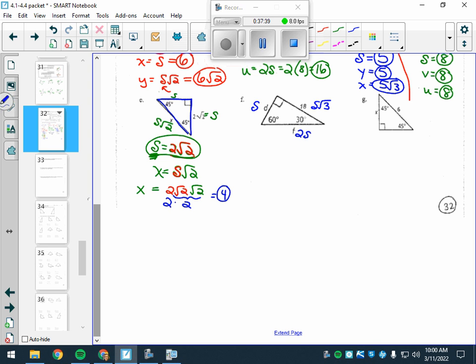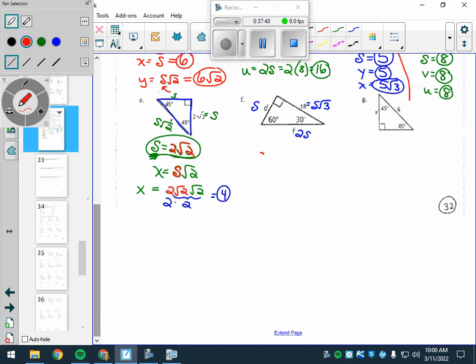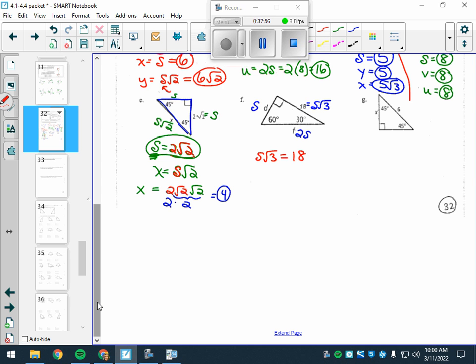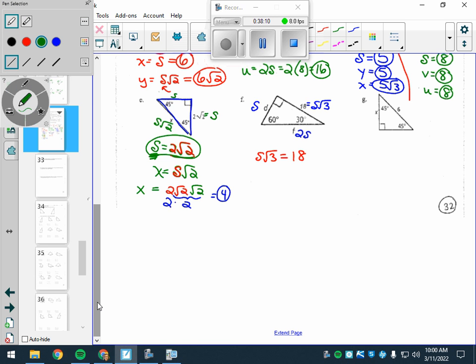Put an equal sign between what you wrote and the value they gave you. So S root 3 equals 18. Well, now we really do have to solve for S. How are we going to get S isolated algebraically? What are we going to do? Chris? Divide by root 3 on both sides. Cancels here. We have S equals 18 over root 3.